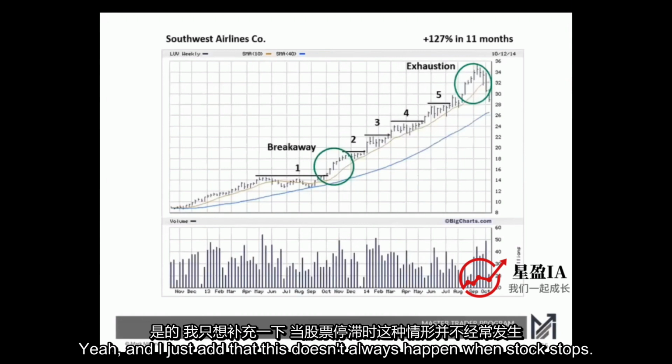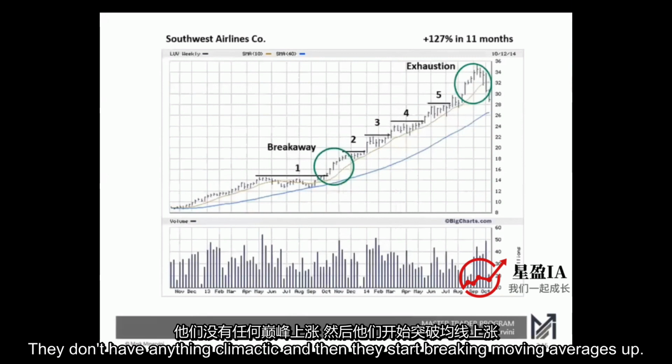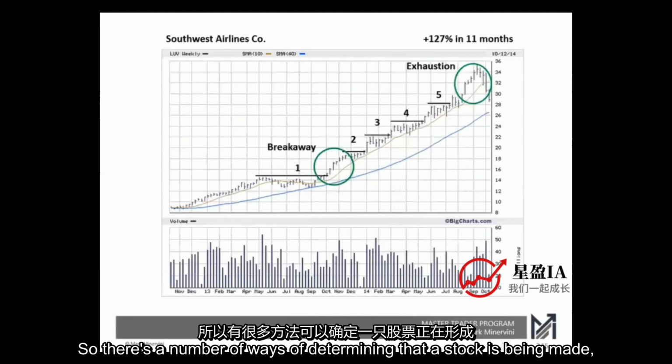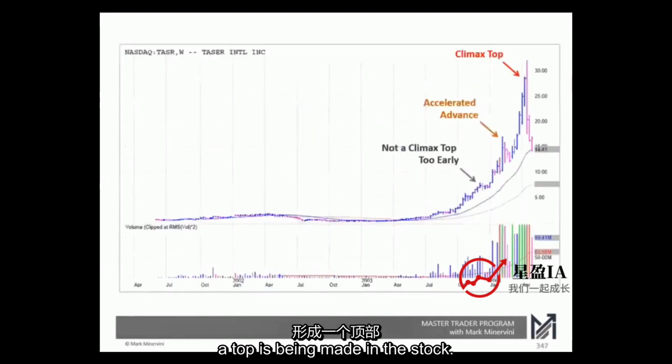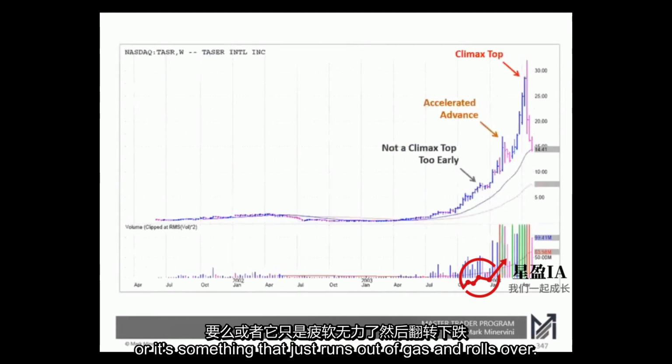Yeah, and I'd just add that this doesn't always happen when stocks top. Sometimes stocks make really nice moves. They don't have anything climactic, and then they start breaking moving averages. So there's a number of ways of determining that a top is being made in a stock. So it's either a climax top, which is occasional, or it's something that just runs out of gas and rolls over.